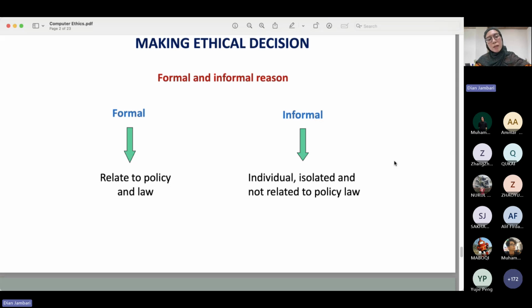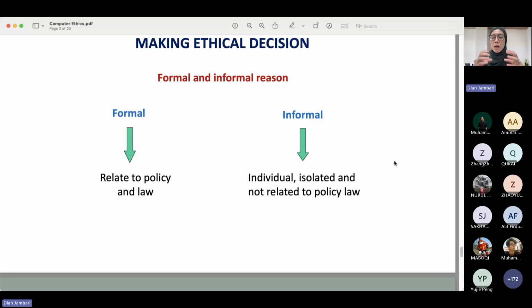So you have the policy and the law. Anything of the policy and the law is what we consider as formal. So we refer to any legal document, law, regulations, policies, and we try to look at our scenario and see how we're going to make a decision to address this scenario and look at the laws and regulations.